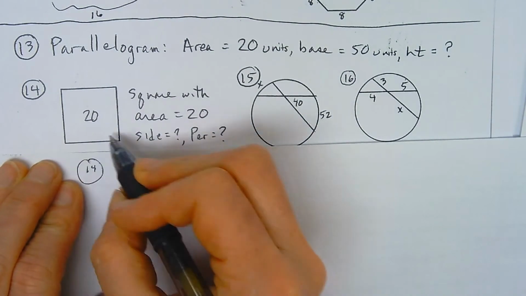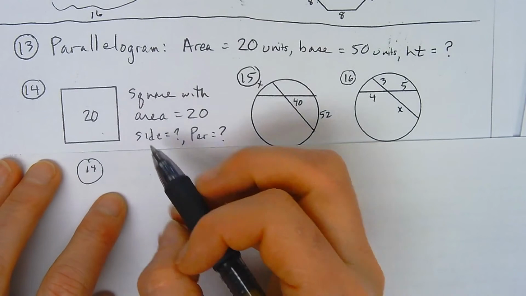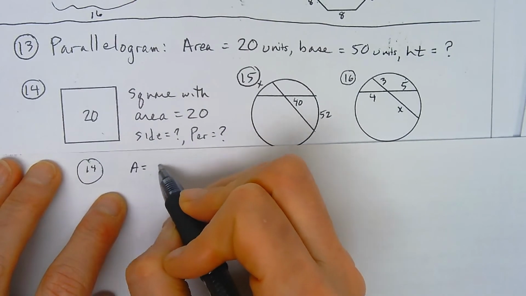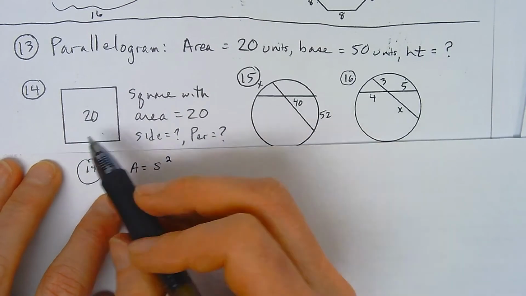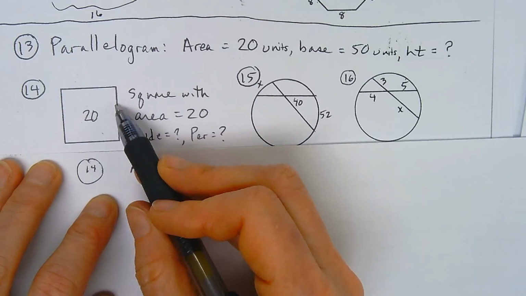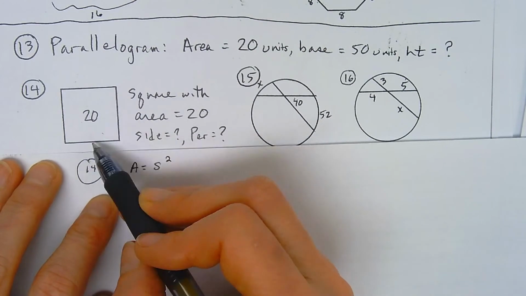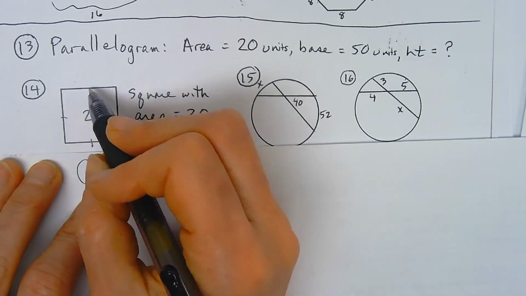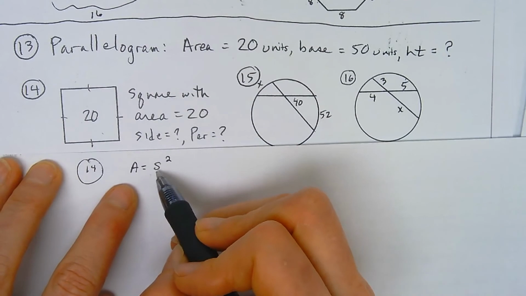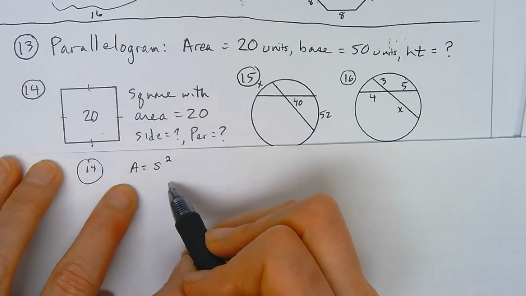Here is a square, and we're told the area is 20. Well, the area of a square is s squared, right? It's the base times the height. But this is a side, and this is a side that are congruent. All the sides are congruent. So area of a square is s squared.